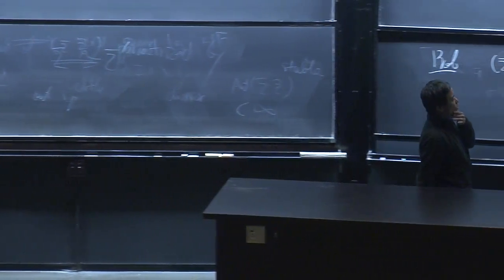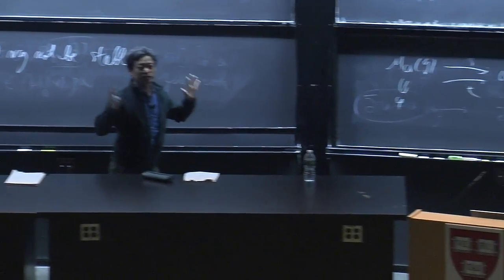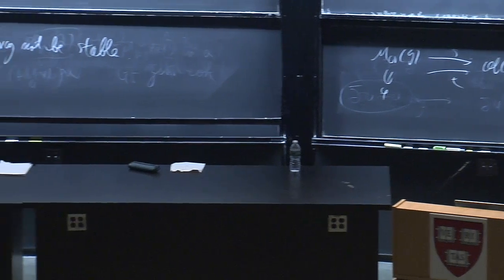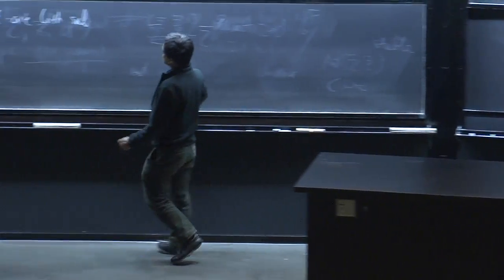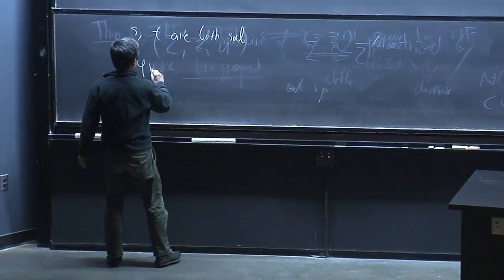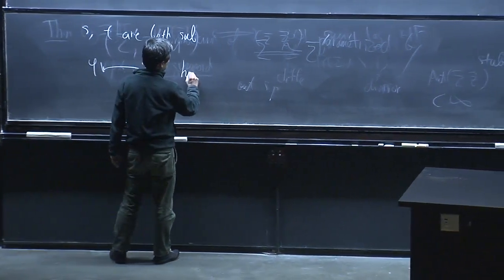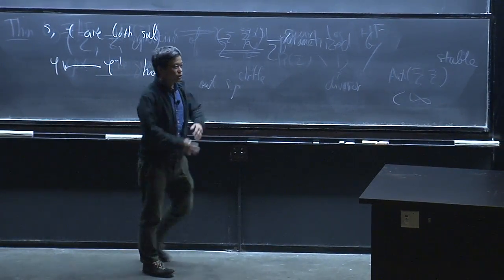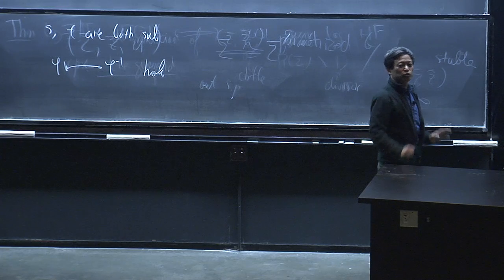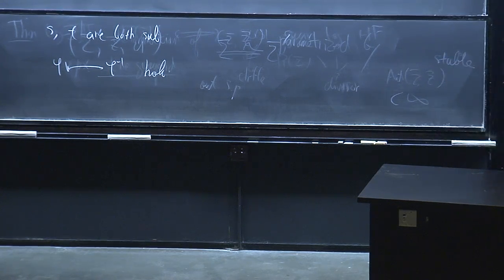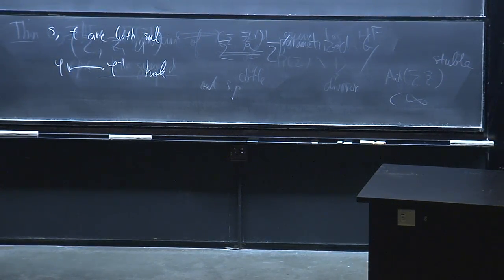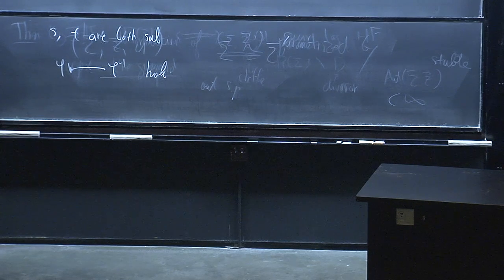And I don't want to write down all the axioms because it takes too much time. But another thing is that the map which assigns phi to the inverse of phi is also holomorphic. So in a groupoid, as you know, all morphisms should be isomorphisms. So there are some other obvious axioms.